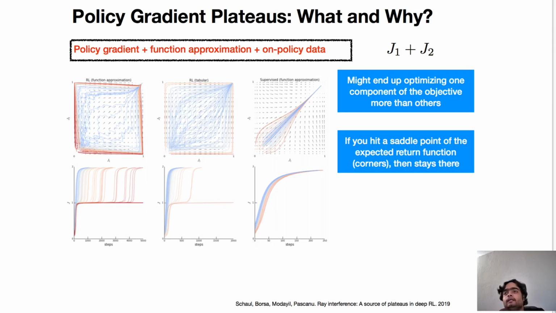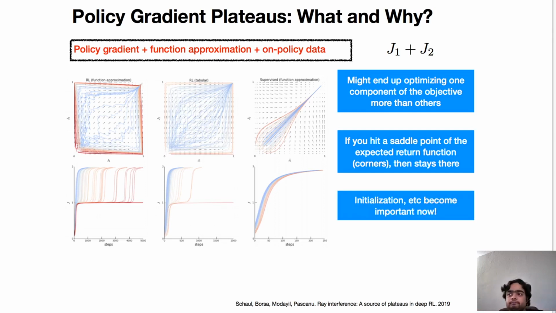And even tabular RL suffers from this issue to some extent. And to some extent, this issue is just coming from the fact that the policy gradient objective is non-convex and so on. But if you look at what happens with function approximation, it exacerbates this issue. So there's larger plateaus with function approximation than with a tabular setting. And supervised learning has almost no such issues. It's just all rises very quickly.